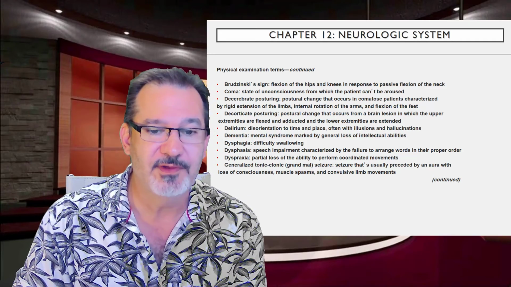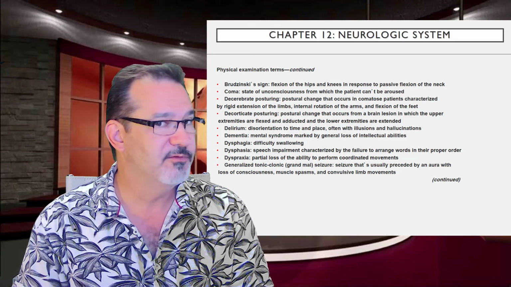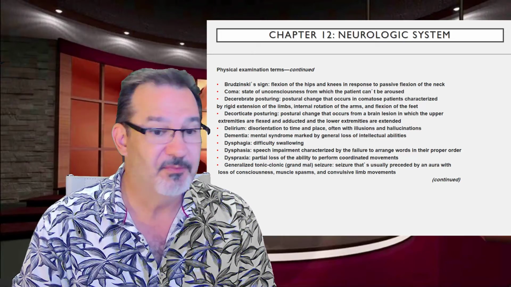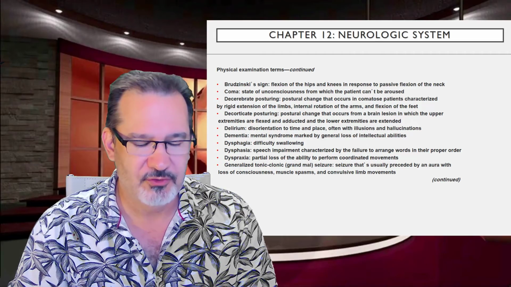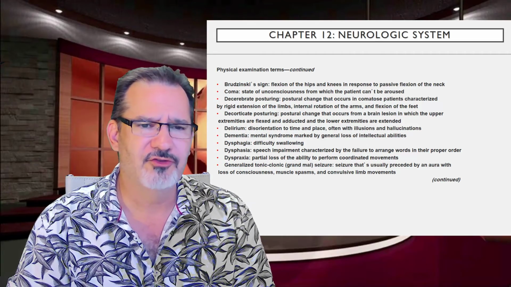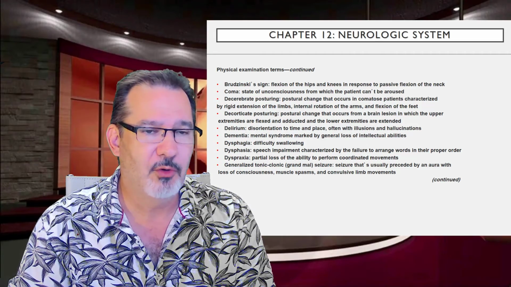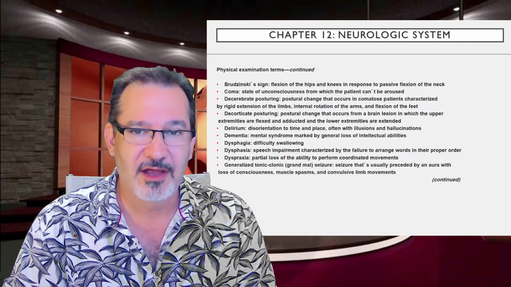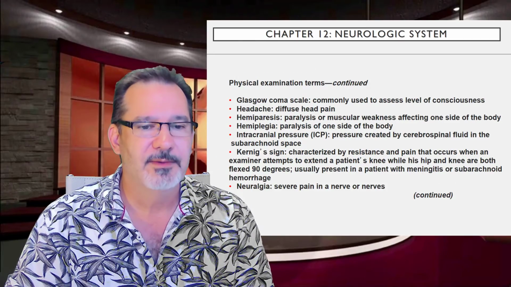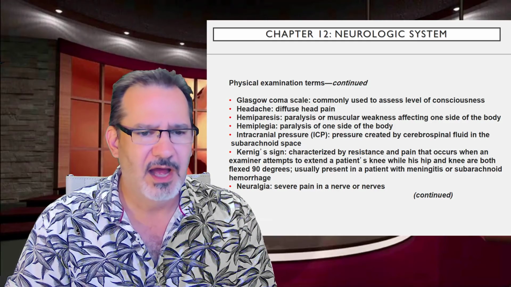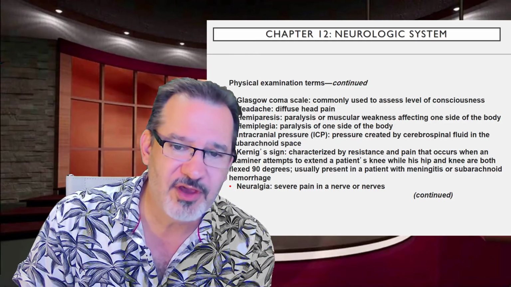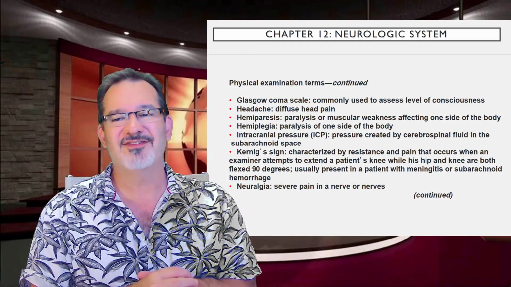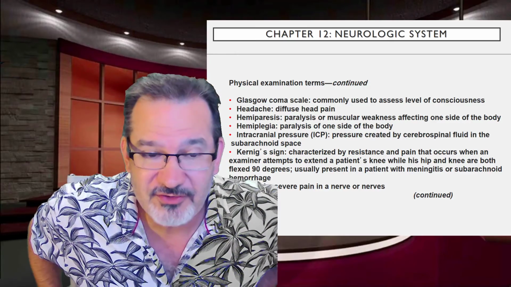Dyspraxia, partial loss of the ability to perform coordinated movements. Okay. This could possibly be a diagnosis that occurs after maybe a stroke, a CVA, or a TIA, a mini stroke, a transient ischemic attack. The Glasgow Coma Scale is commonly used to assess levels of consciousness.